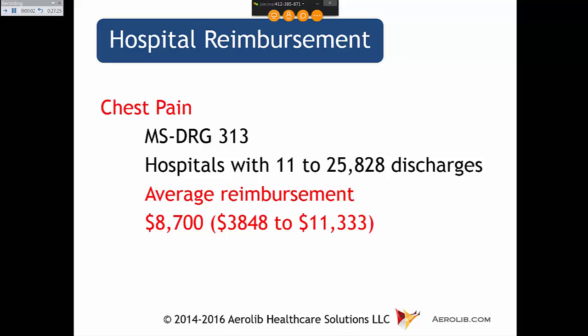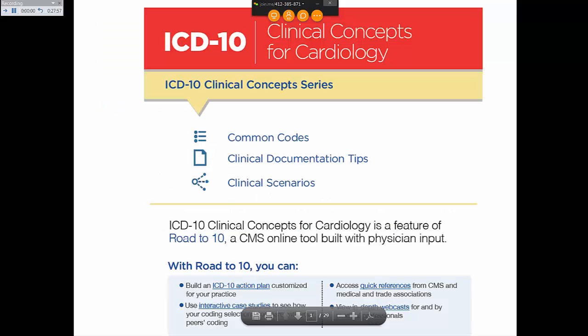Now, chest pain as a DRG: when we looked at this data, hospitals, from some with only 20 to 30 beds to higher tertiary systems with 1,000 beds, had about 11 to 25,000 discharges a year, and the average reimbursement, depending on what was done and in terms of comorbid conditions, ranged from roughly $4,000 to $11,000. This is a huge range because variation in documentation does cause this.